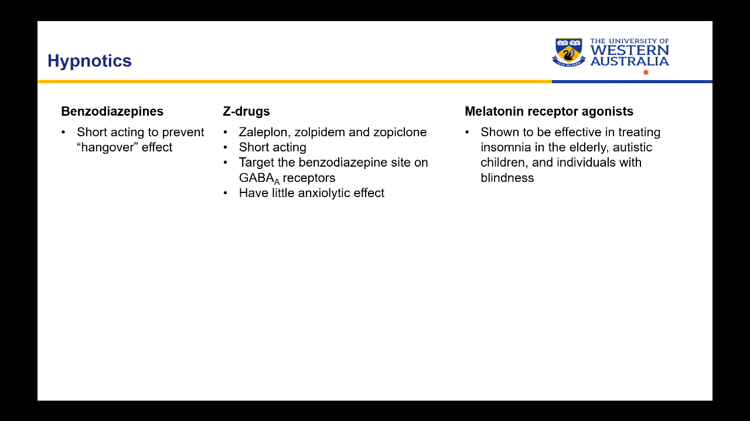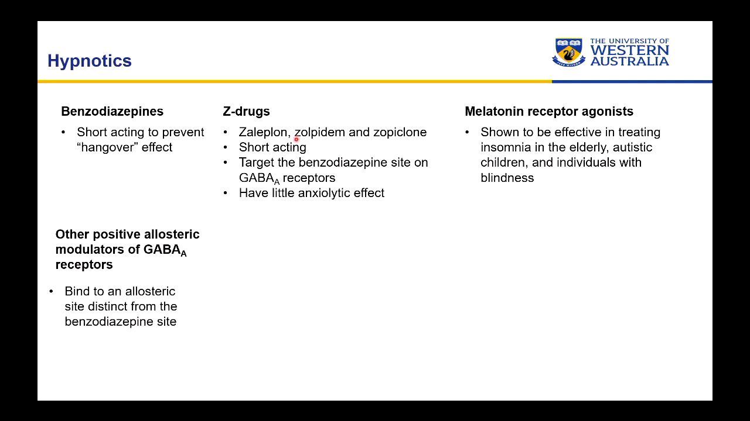There are melatonin receptor agonists, and we'll talk about this very shortly. These are shown to be effective in treating insomnia, especially in the elderly, children that have autism, and also individuals with blindness, because some of the cells in your eye are very important for controlling your sleep-wake cycle. Hypnotics can also be other positive allosteric modulators of the GABA-A receptor. Again, they bind to different sites from the benzodiazepines, contrasting with benzodiazepines which bind to that site.